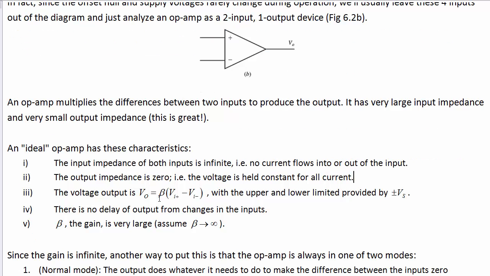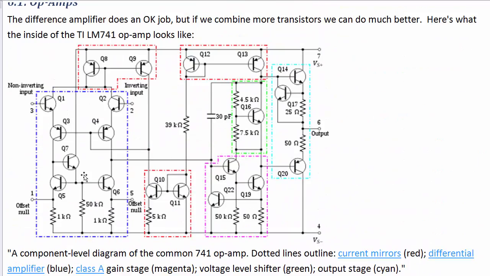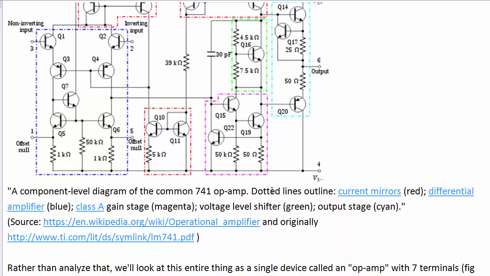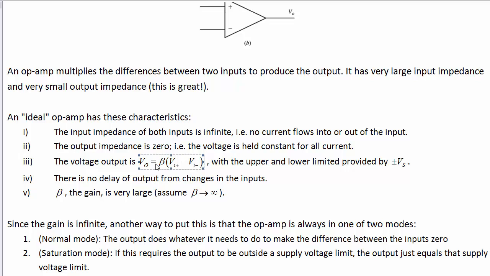The voltage output is proportional to the difference in the inputs through beta. Beta would be the gain of the op-amp. This is not the same as the transistor beta. As you can see by how many different transistors we've got, combining these gain amplification stages, it's probably beta to some large exponent, through the beta of the transistors that we're using to make the op-amps. So just take the beta of an op-amp to be very large, assume infinite.